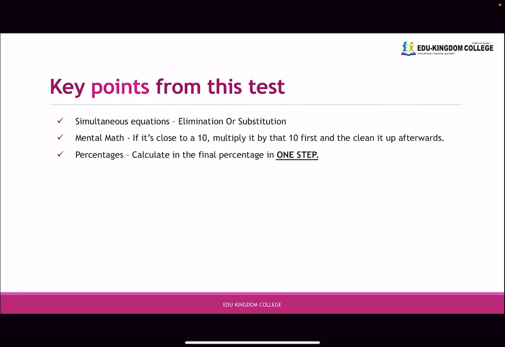A couple of key points was using simultaneous equations. You can use elimination or substitution. Mental maths, if it's close to 10, multiply by 10 first, and then clean it up afterwards. And then percentages, calculate the final percentage in one step to save time.